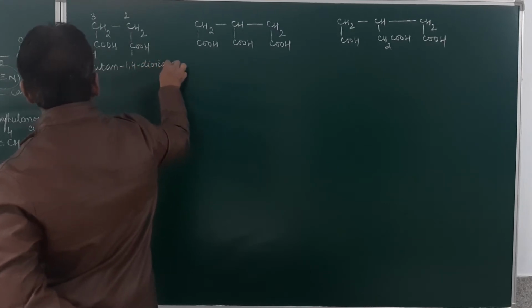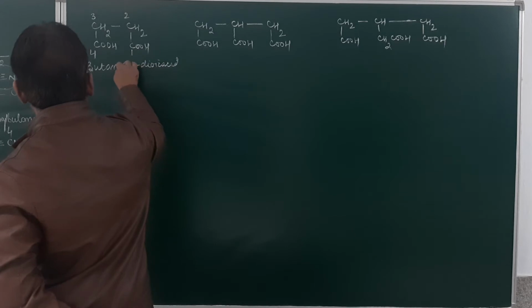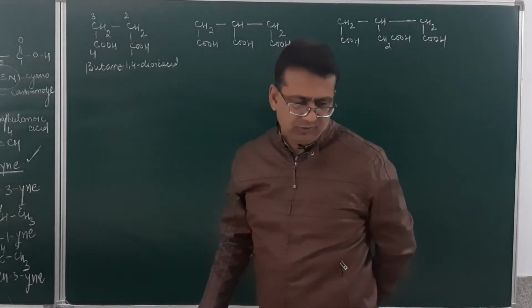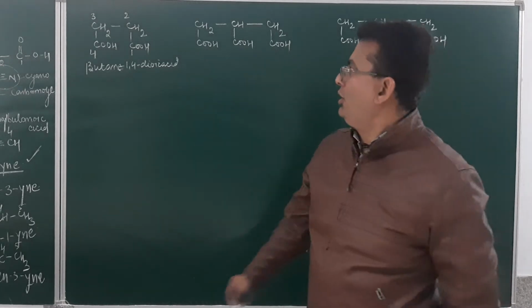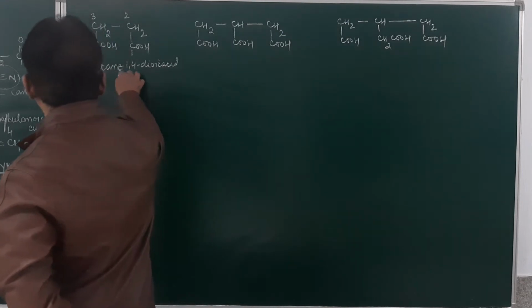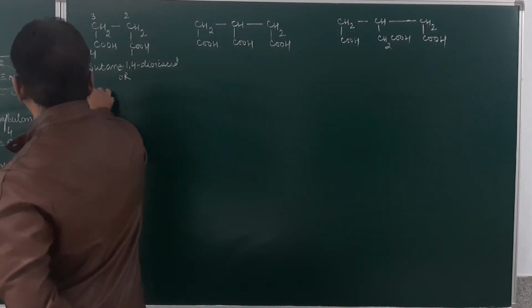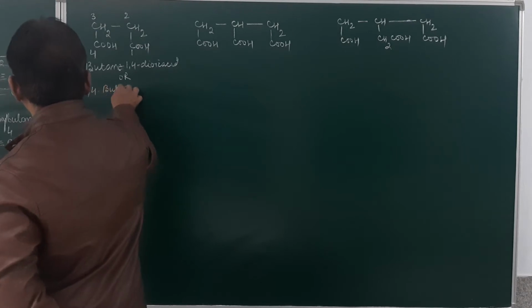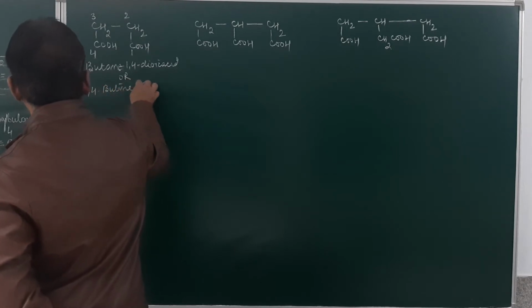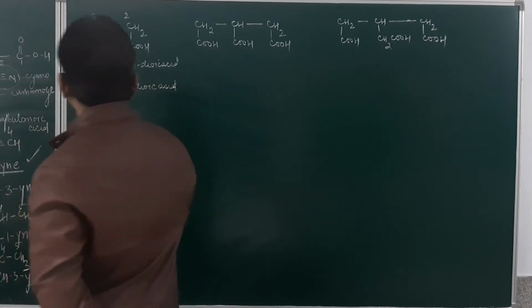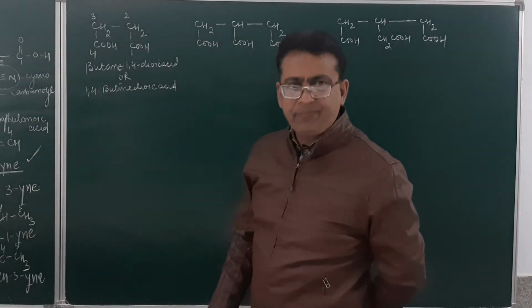Ane-1,4-dioic acid. So the name of this will be given as butane-1,4-dioic acid over here. Am I clear? Or I may say 1,4-butanedioic acid over here. This is how it is to be named.